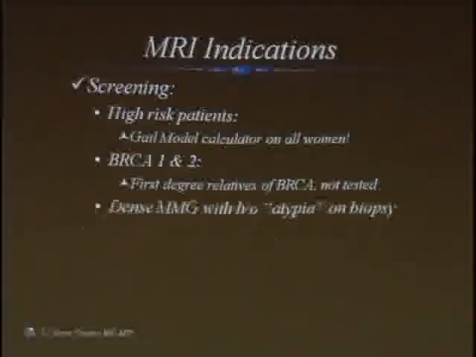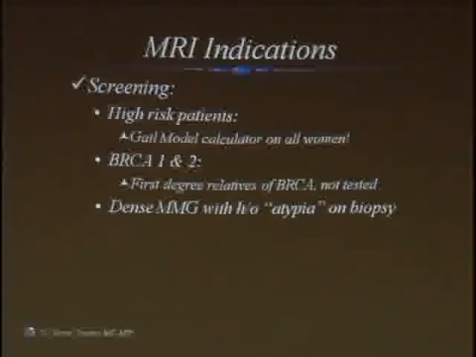And if you're a first-degree relative of somebody who's got a BRCA, mom's BRCA positive, and you say, I don't want to be tested, I don't want to know, they get an MRI. Okay? Dense mammographic pattern, well, you know what that means now, right? And a prior history of a biopsy that shows LCIS or ADH, atypical ductal hyperplasia.